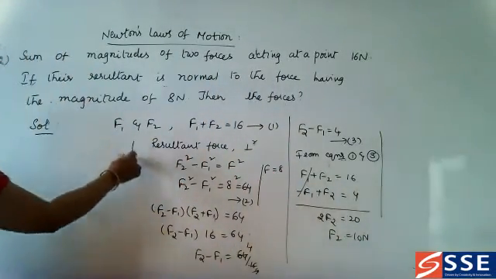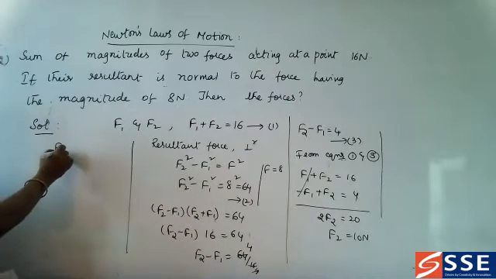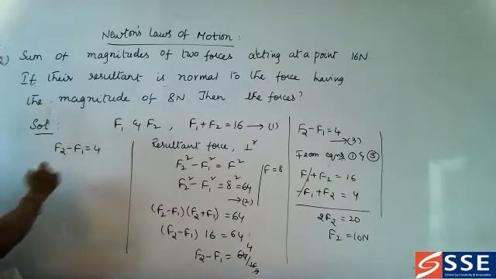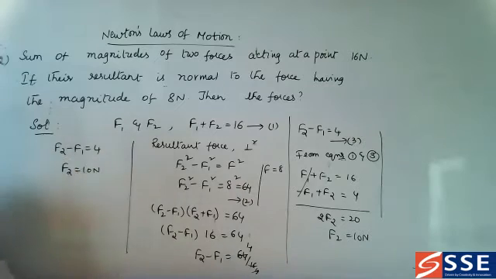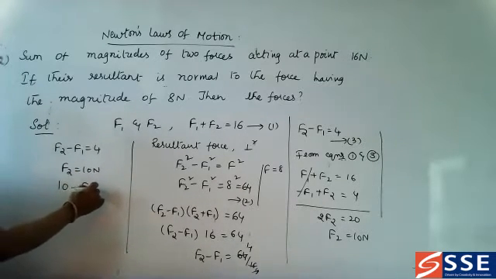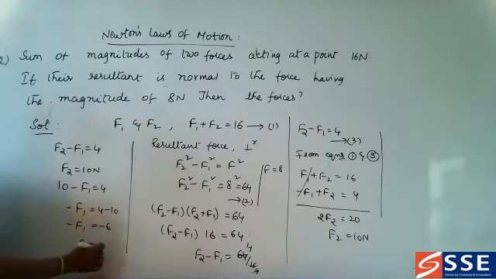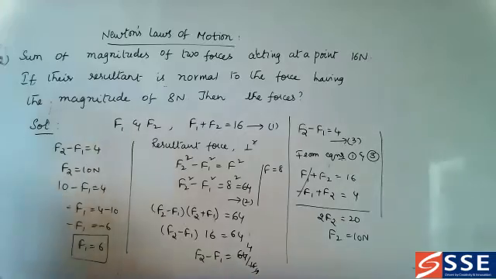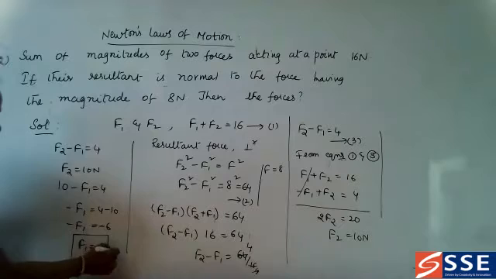Similarly, we can also calculate the F1 value by substituting in equation 3. So F2 minus F1 is equal to 4. Suppose F2 is 10 Newton. If you substitute this, 10 minus F1 is equal to 4, or minus F1 is equal to 4 minus 10, which is minus 6. So F1 is equal to 6. So the values of the forces are F1 is 6 and F2 is 10 Newton. So this is the answer for this.